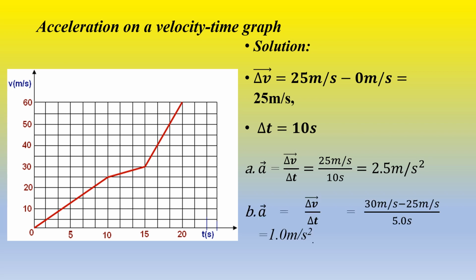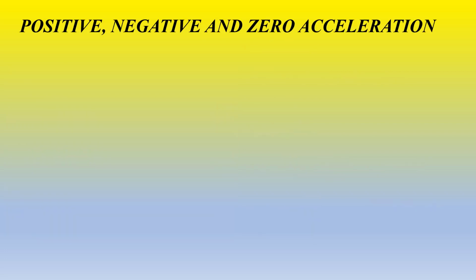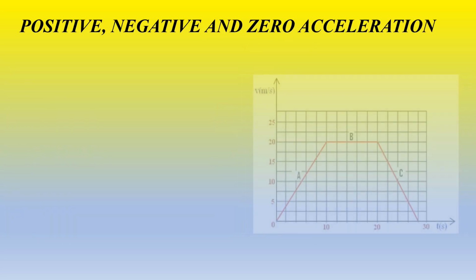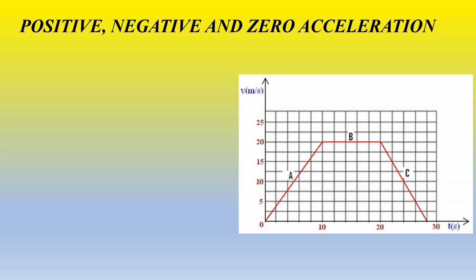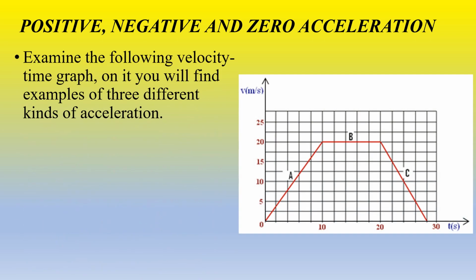B. Acceleration equals change in velocity over change in time equals 30 meters per second minus 25 meters per second over 5.0 seconds equals 1.0 meters per second squared. Positive, negative, and zero acceleration. Examine the following velocity time graph. On it you will find examples of 3 different kinds of acceleration.